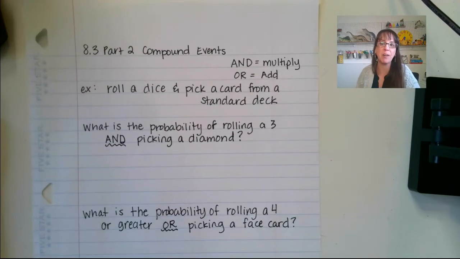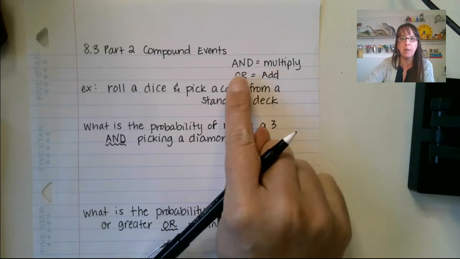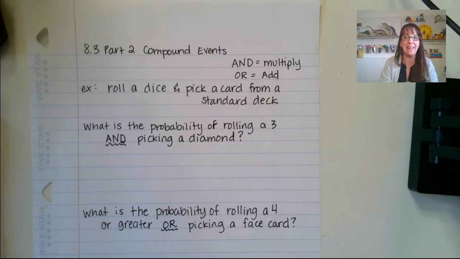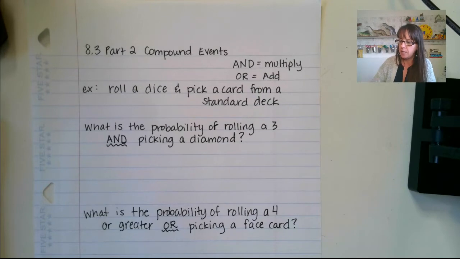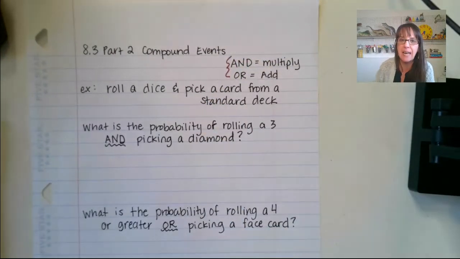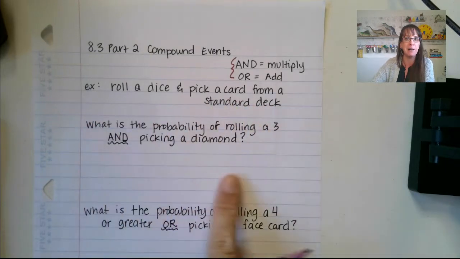We're going to talk now about compound events for probability. The big thing that you want to know for compound events is the words "and" and "or." The word "and" means multiply. The word "or" means add. You need to write that down. That's the biggest part of this whole thing. So, "and" means multiply, "or" means add. Make sure that you're writing this down. In fact, you should be writing down anything I've written down.